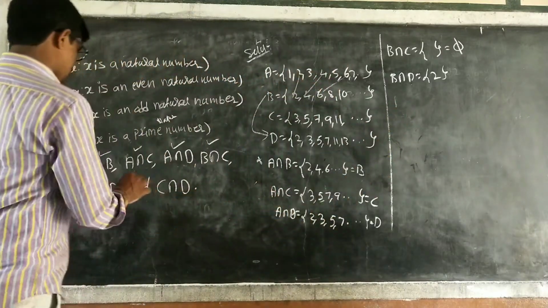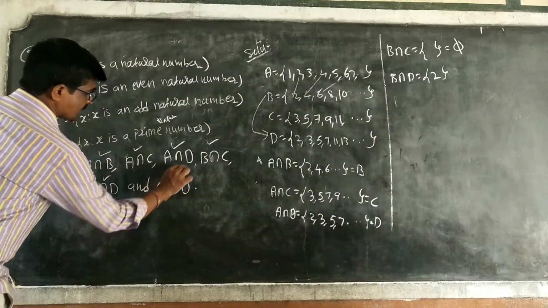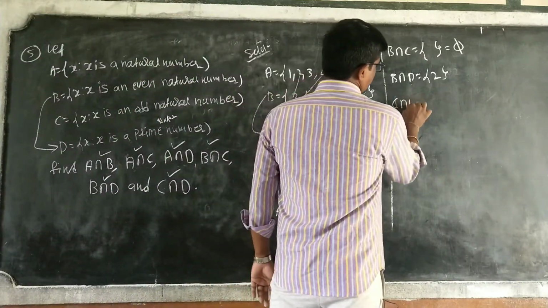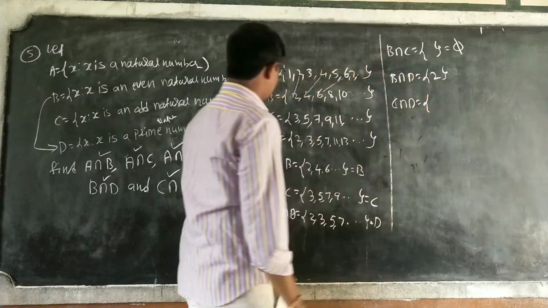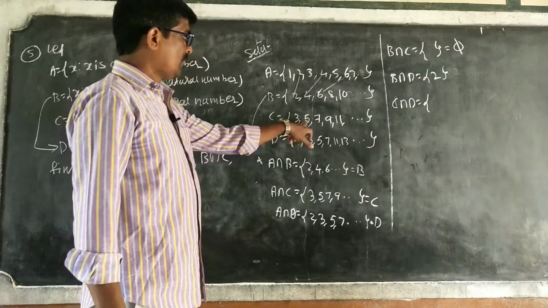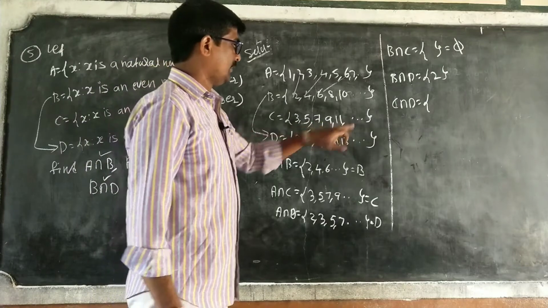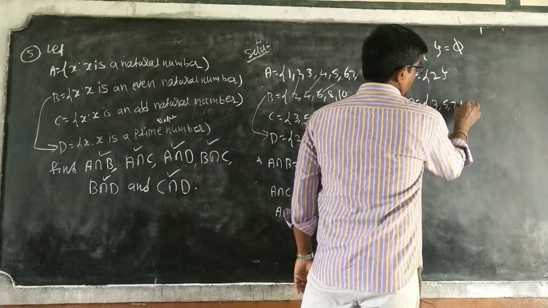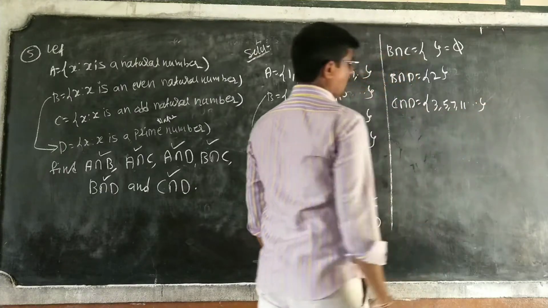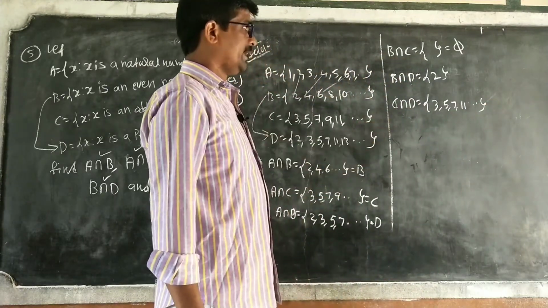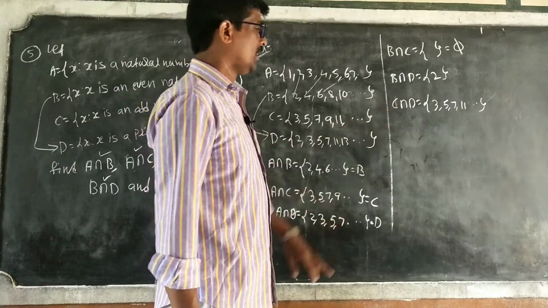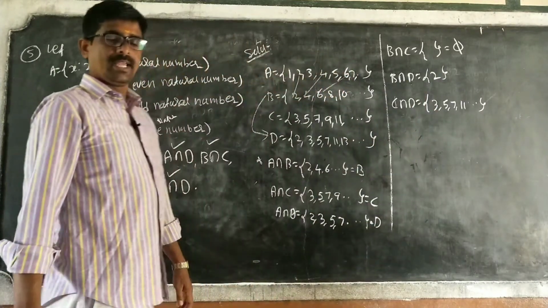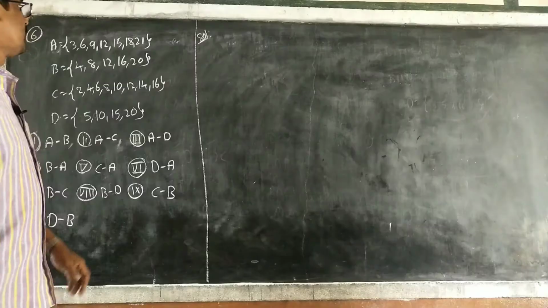B intersection D is also over. Next, we are finding C intersection D. That is also very easy. C intersection D. What are the elements? First, 3 is there, 5 is there, 7 is there, 11. Okay. 3, 5, 7, 11 and so on. This is the C intersection D. Understand? Okay. Right. Next. The problem.